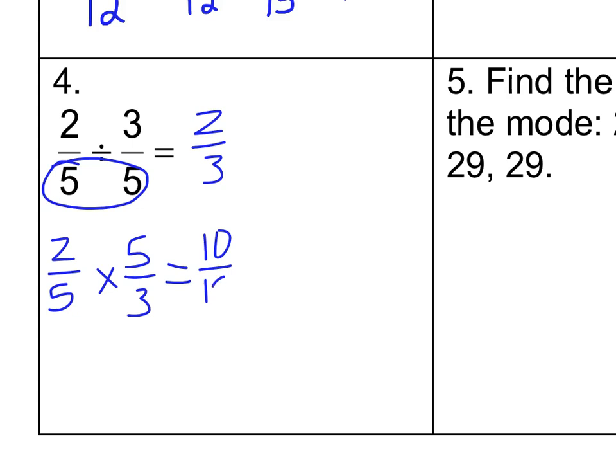It's 10 over 15. We're going to divide each of those by, what is it, 5? It's the greatest common factor, which is going to give us, what do you know, 2/3.